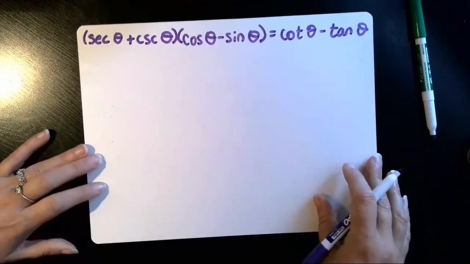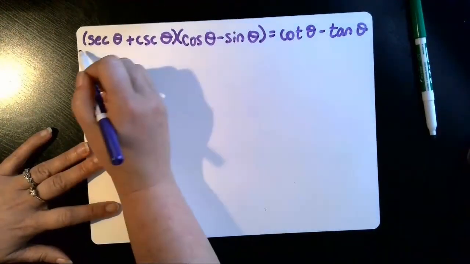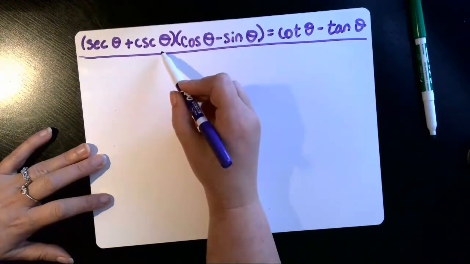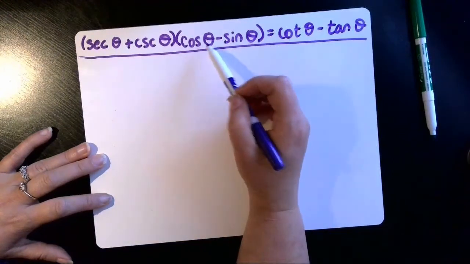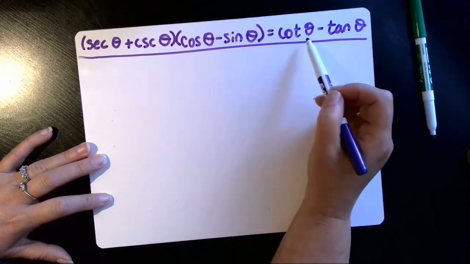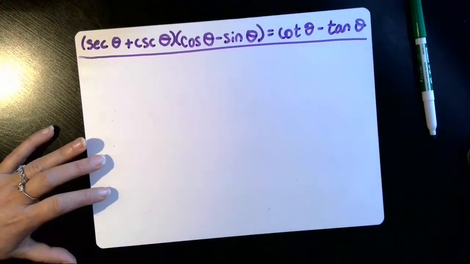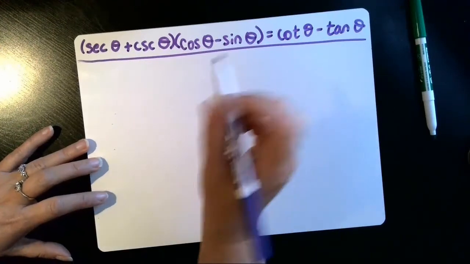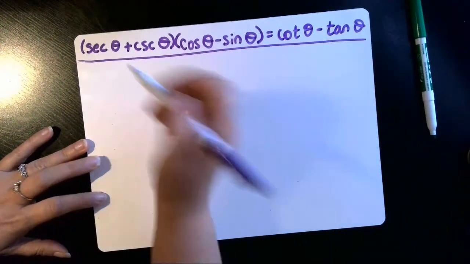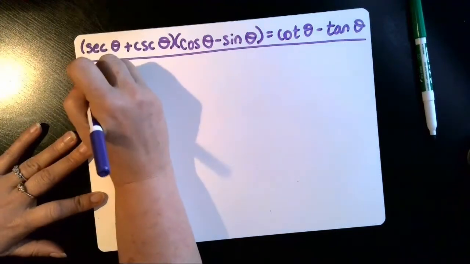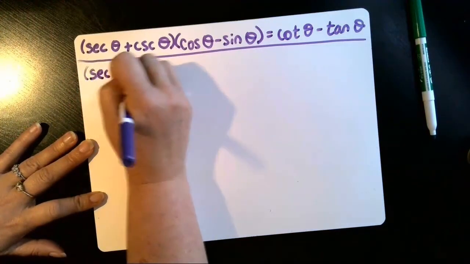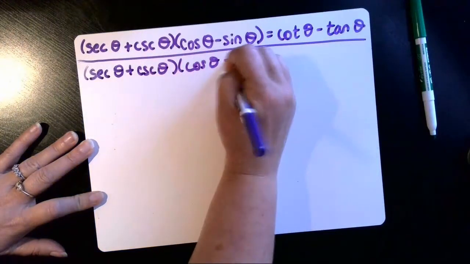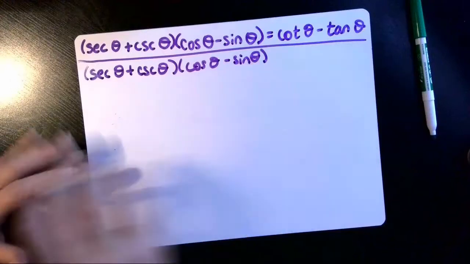Okay, so in this problem, we want to verify the identity here across the top that the secant of theta plus cosecant of theta times the quantity cosine of theta minus sine of theta is equal to the cotangent of theta minus the tangent of theta. And when you're going to verify a trig identity, you want to always start with the more complicated side, which clearly is this product of two binomials. So we'll start with secant of theta plus cosecant of theta times cosine of theta minus sine of theta.